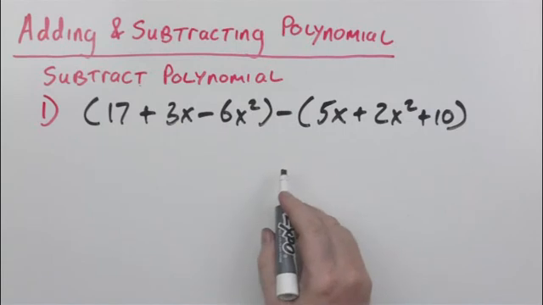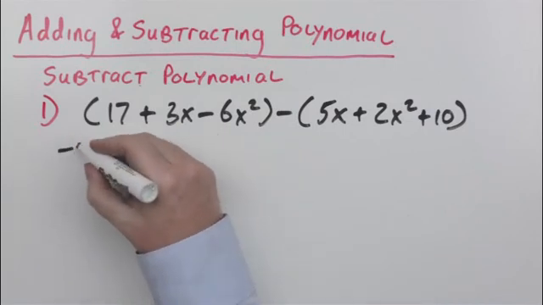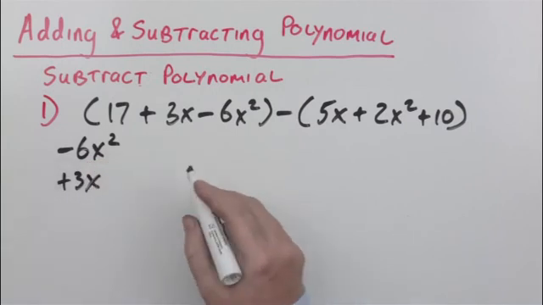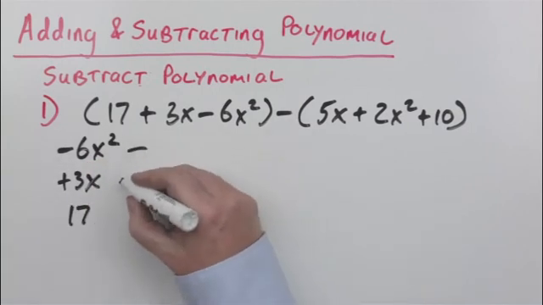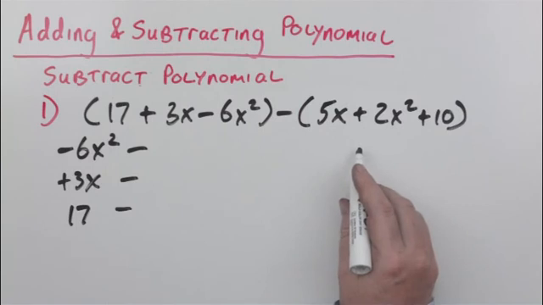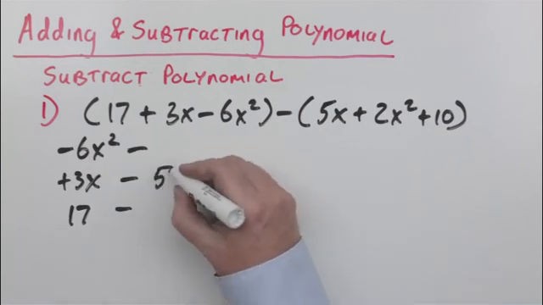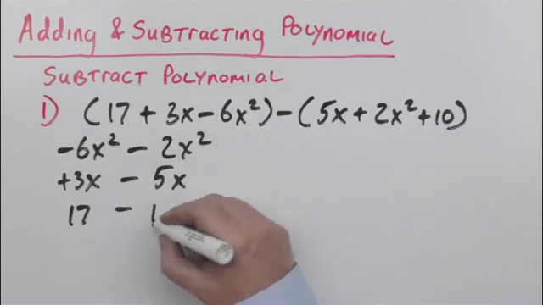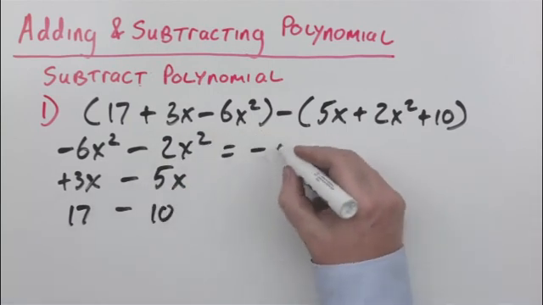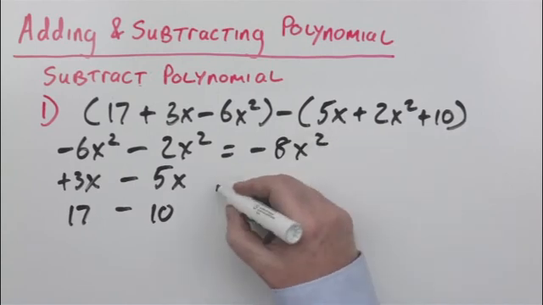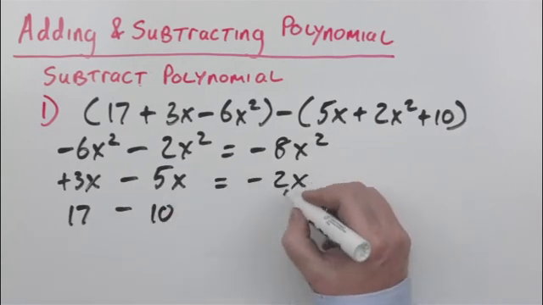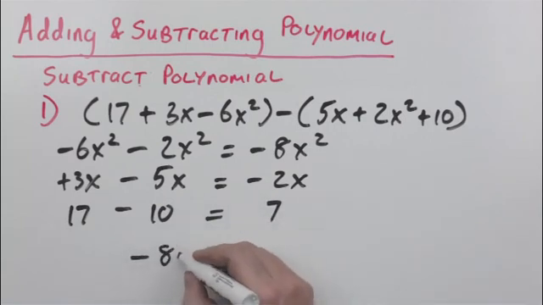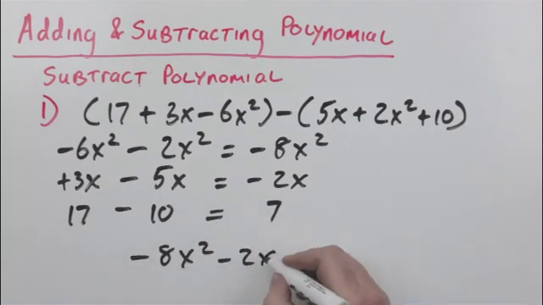Same way, first I'm going to write it in descending order of powers of x. So that's negative 6x squared, positive 3x, and positive 7, and it's a negative sign in the center. So now I write everything down in descending order. So 5x goes with the 3x, 2x squared goes with negative 6x squared, and the constant 10 goes with 17. So that's negative 8x squared, negative 2x, and positive 7. So my answer is negative 8x squared minus 2x plus 7.